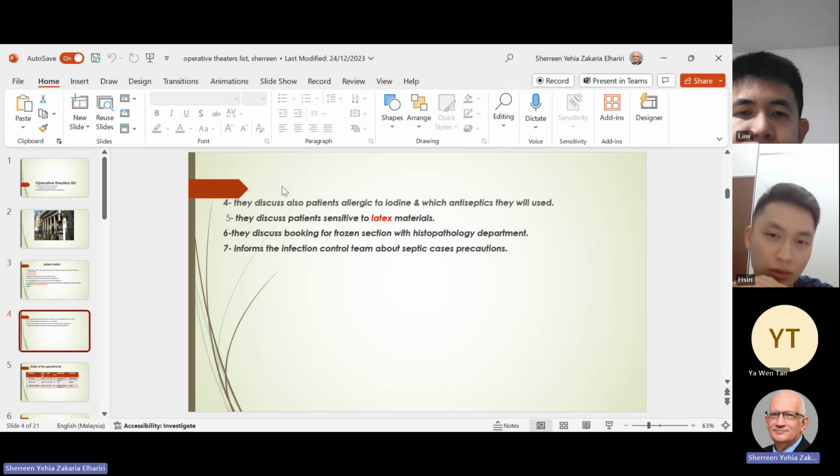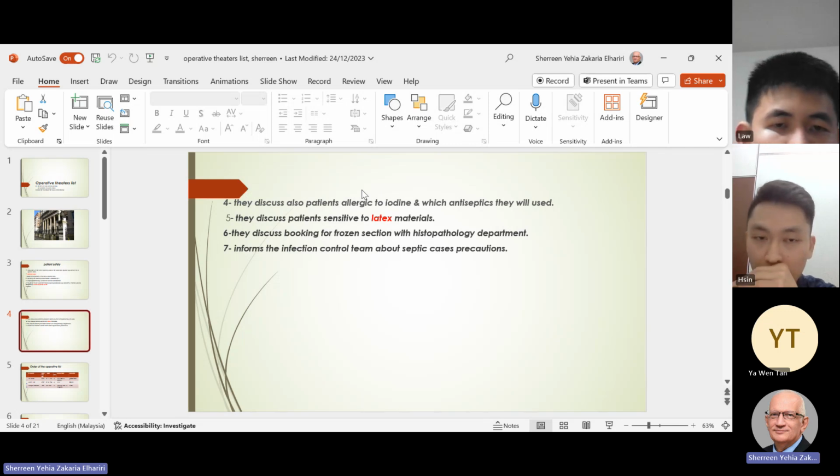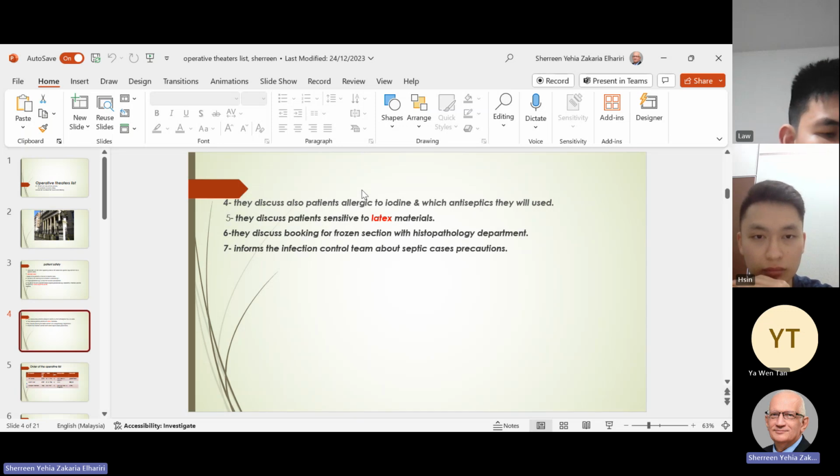Of course, you also discuss and write in the list if the patient is allergic to iodine, so we don't use povidone iodine, which is an antiseptic. We can use another one like chlorhexidine. If the patient has sensitivity to latex or rubber, you need to mention that. If the patient needs frozen section or histopathology, you contact the histopathology team, and inform the infection control team if any infected case.